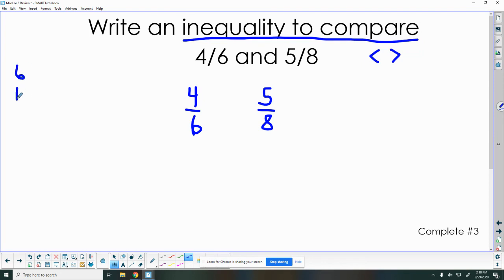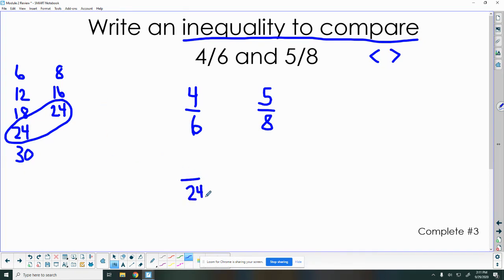have something in common. So I'm going to make a list of sixes. 6, 12, 18, 24, 30. I'm going to start making my list of eights. We don't have 8 over here. 8, 16, 24. Oh, but we do have 24. So I can use that least common multiple as my least common denominator as well. They are the same thing. So I'm making my new fractions. Think, 6 times what is 24?